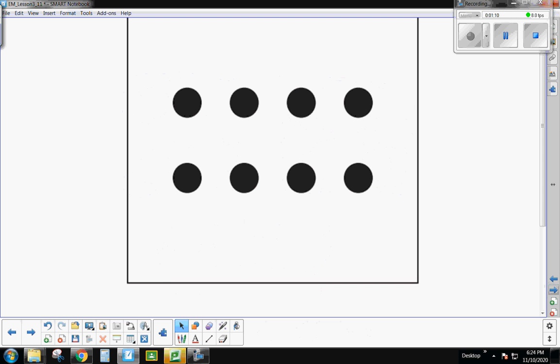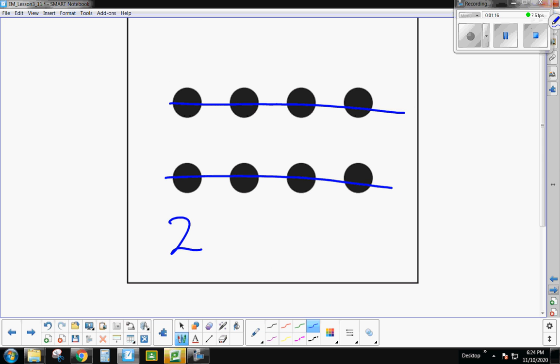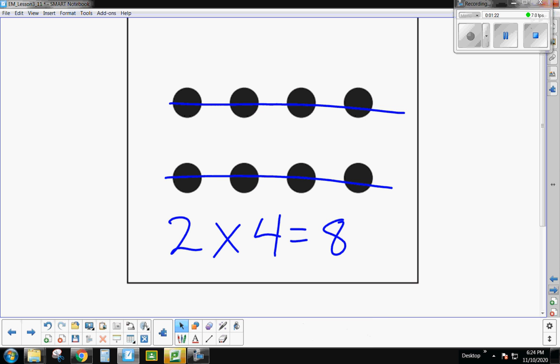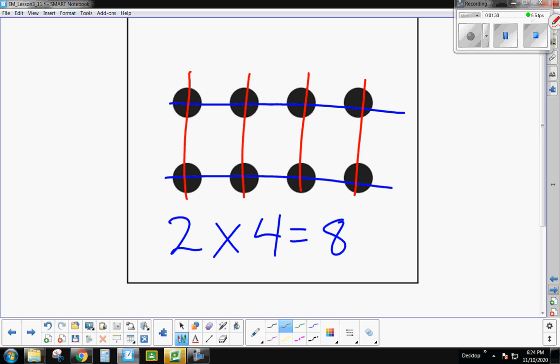All right, in this picture, I saw 2 rows of 4, which equals 8. All right, maybe when you saw it, it's a possibility that maybe you saw 1, 2, 3, maybe you saw 4 columns of 2 equals 8.